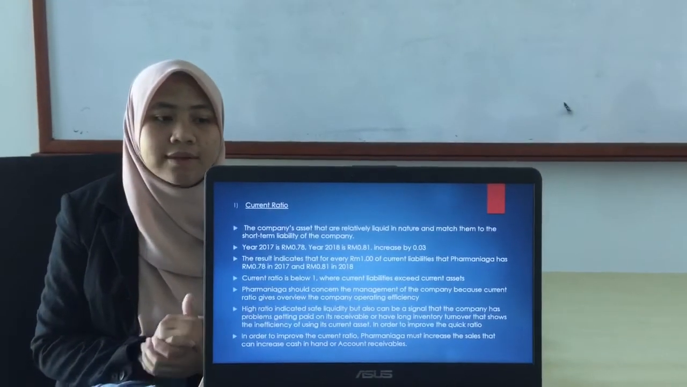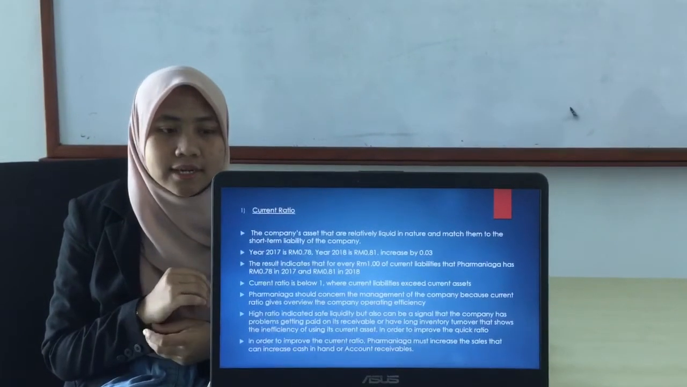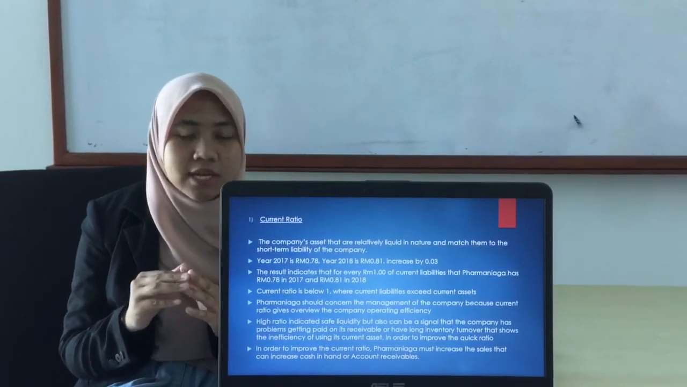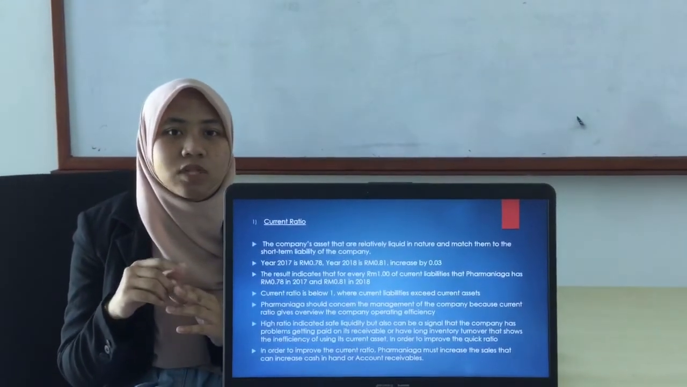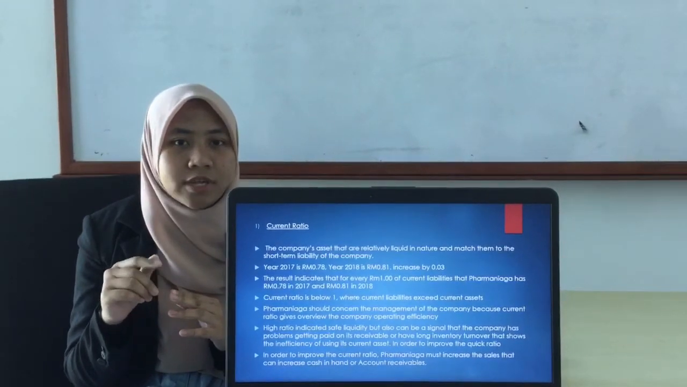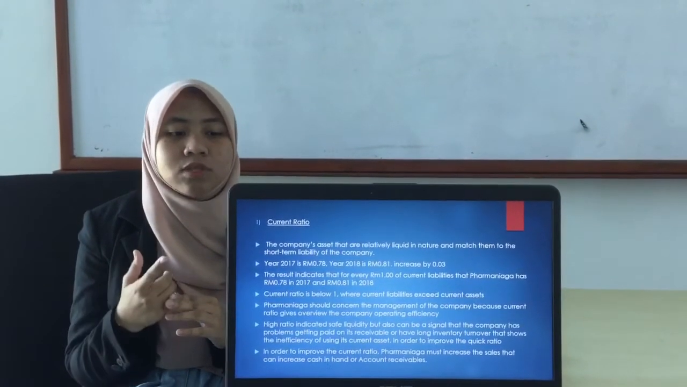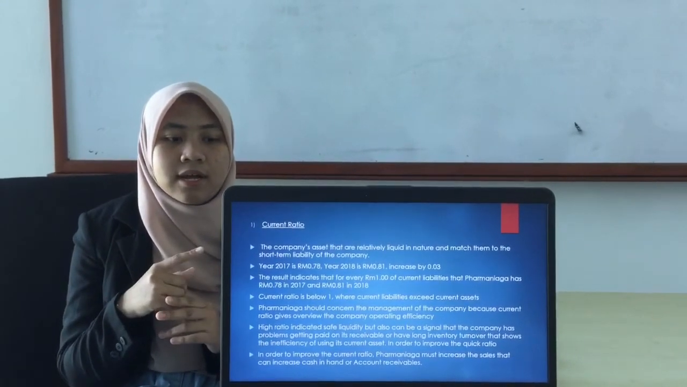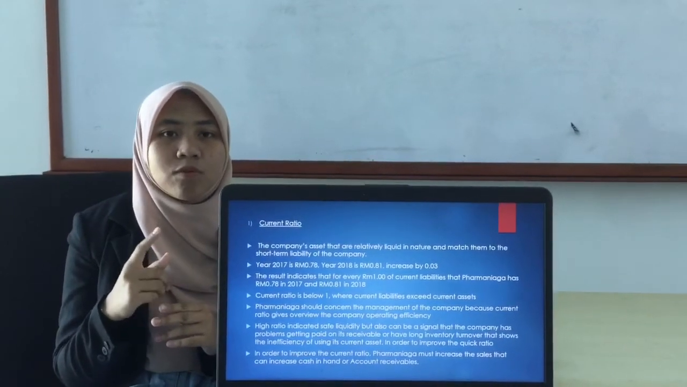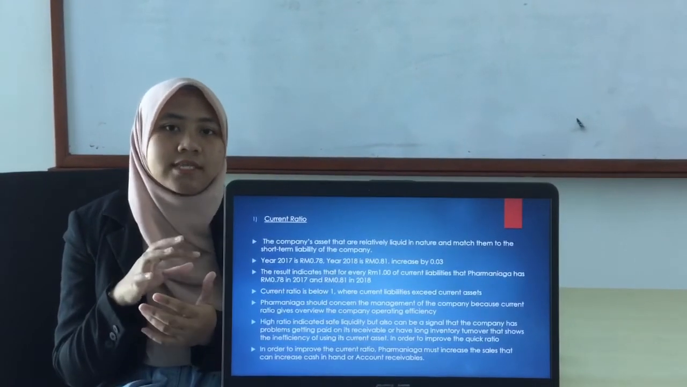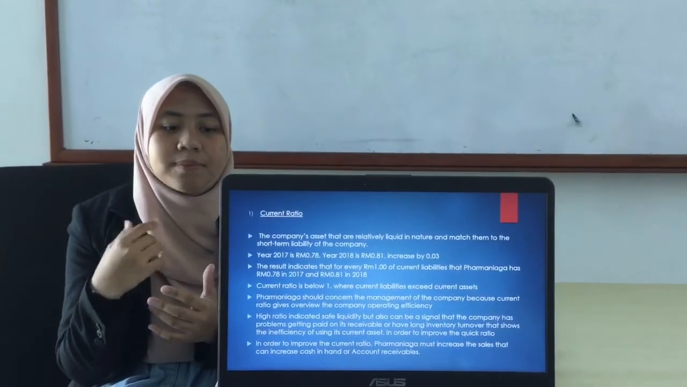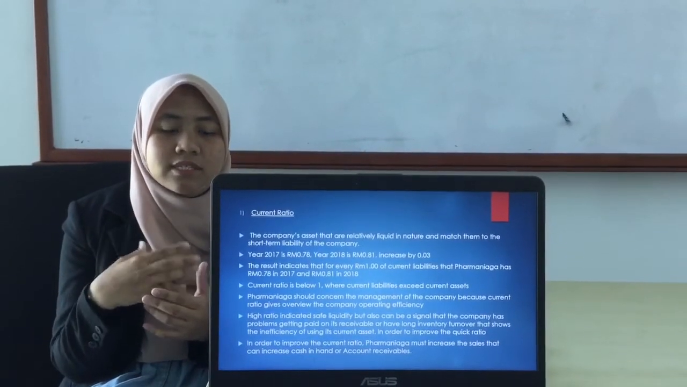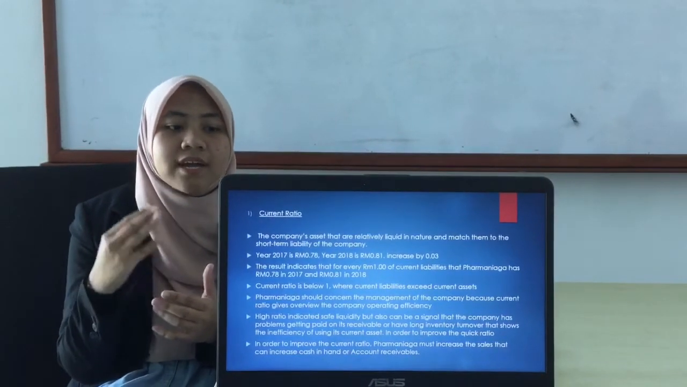The current ratio can be defined as the company's assets that are relatively liquid in nature, matched against the short-term liabilities of the company. As you can see for Pharmaniaga, in 2017 it was RM 0.78, and for 2018 it is RM 0.81. It shows an increase of 0.03. The result indicates that for every RM 1 of current liabilities, Pharmaniaga has 0.78 in 2017 and 0.81 in 2018 in current assets.